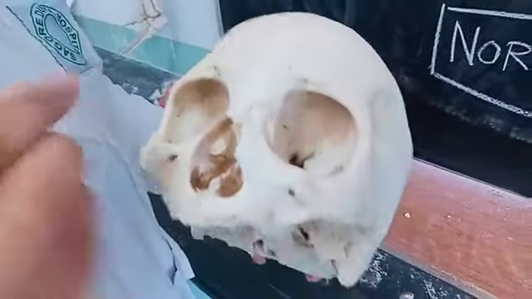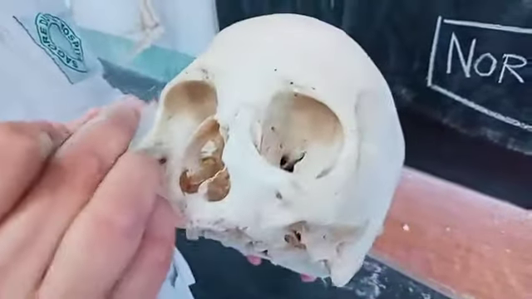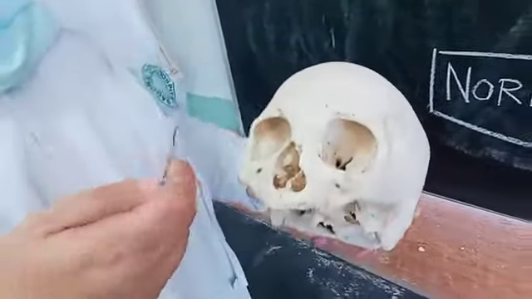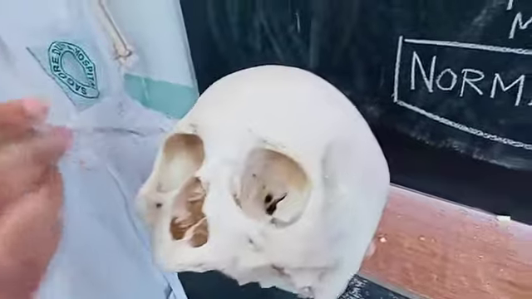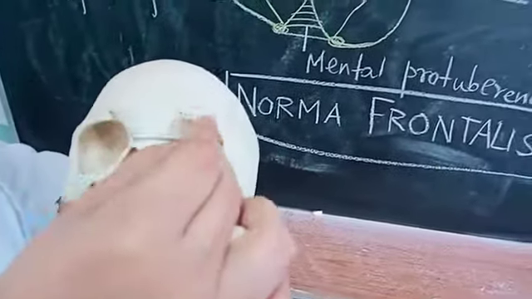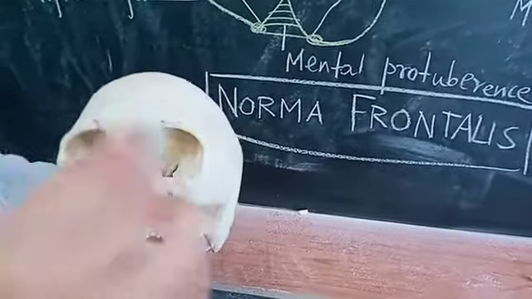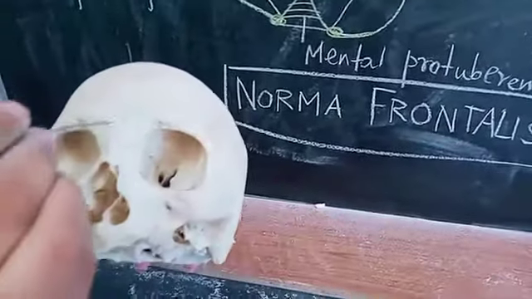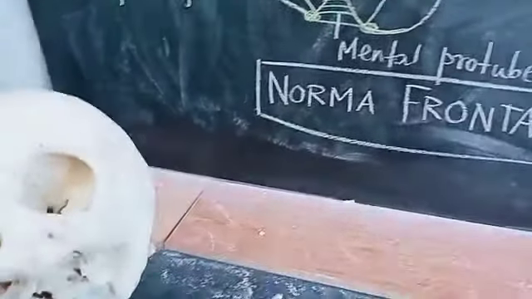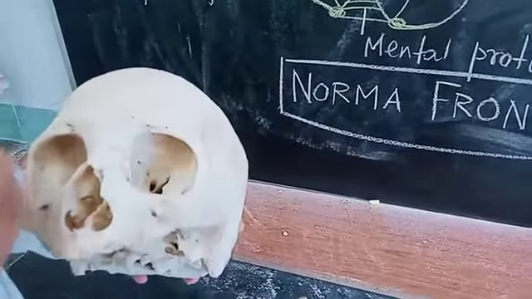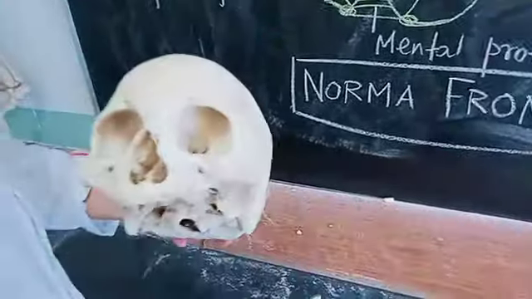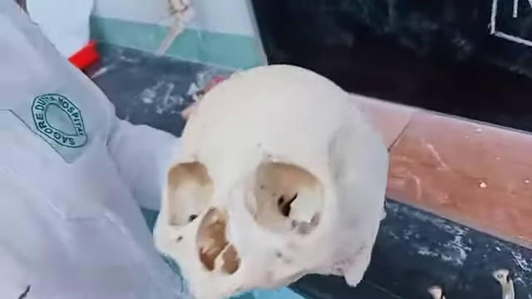These are the two supraorbital margins. At this supraorbital margin, the orbital part of the frontal bone goes backwards and forms the roof of the orbital cavity. Next, just above this nasion, we will find the glabella. These are the two superciliary arches. They are more prominent in case of males.